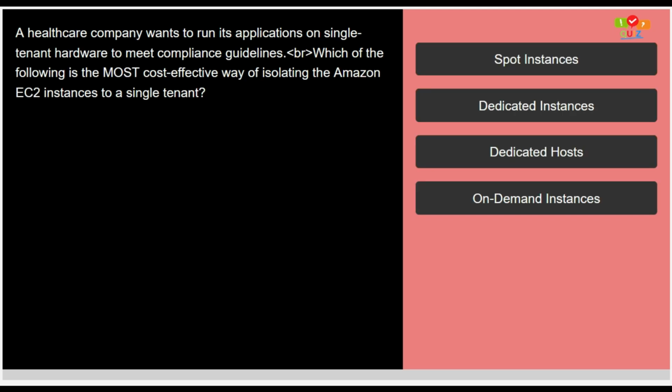A healthcare company wants to run its applications on single tenant hardware to meet compliance guidelines. Which of the following is the most cost effective way of isolating the Amazon EC2 instances to a single tenant? 4 options again. This is option 1, this is option 2, this is option 3, and this is option 4. Okay, now you have 10 seconds again. Your time starts now.